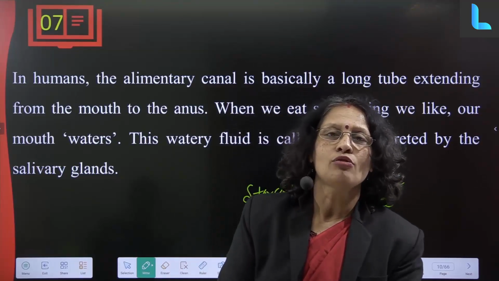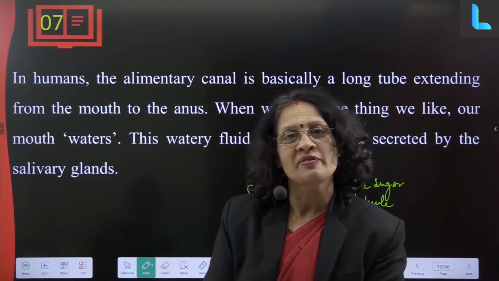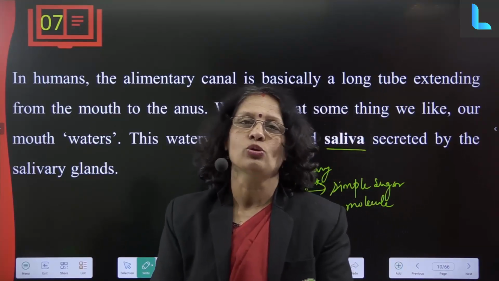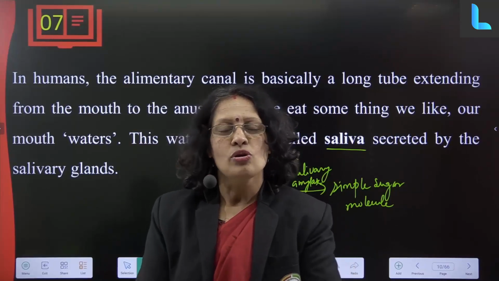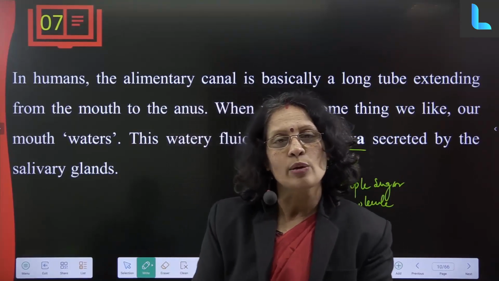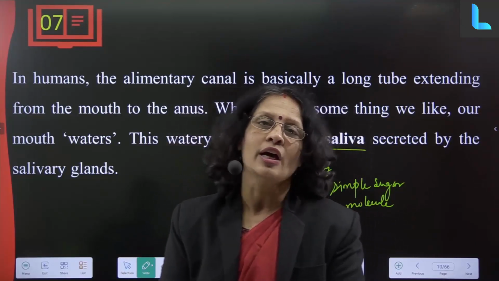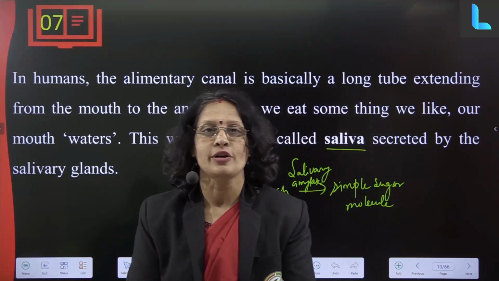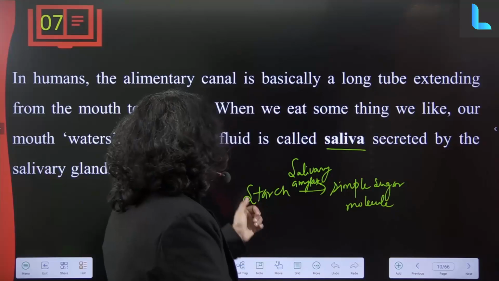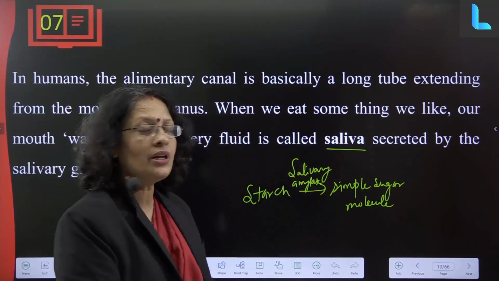We generally take food mainly in three forms: one is carbohydrate, one is protein, and one is fat. Breaking these three complex molecules is important, then only food digestion is possible. We mostly consume complex carbohydrate like starch. Starch is a very complex, polymeric carbohydrate, so it should be broken into simpler carbohydrate. The role of salivary amylase, which is present in saliva, is breaking starch into simple sugar molecules.